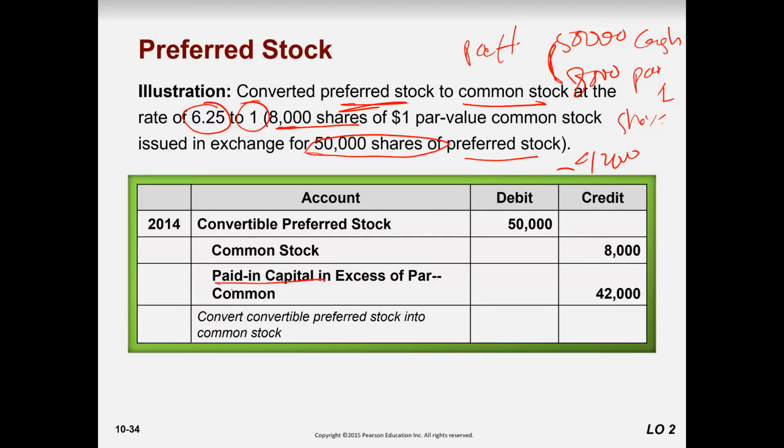All right. So decrease in preferred stock is debited because we are eliminating this. So convertible preferred stock 50,000 debit. Increase in common stock, credit. Increase in premium or increase in paid in capital, 42,000, again credit. So the entry is okay. You just need to find out, in case of common stock, the premium. The premium of common stock is called additional paid in capital.